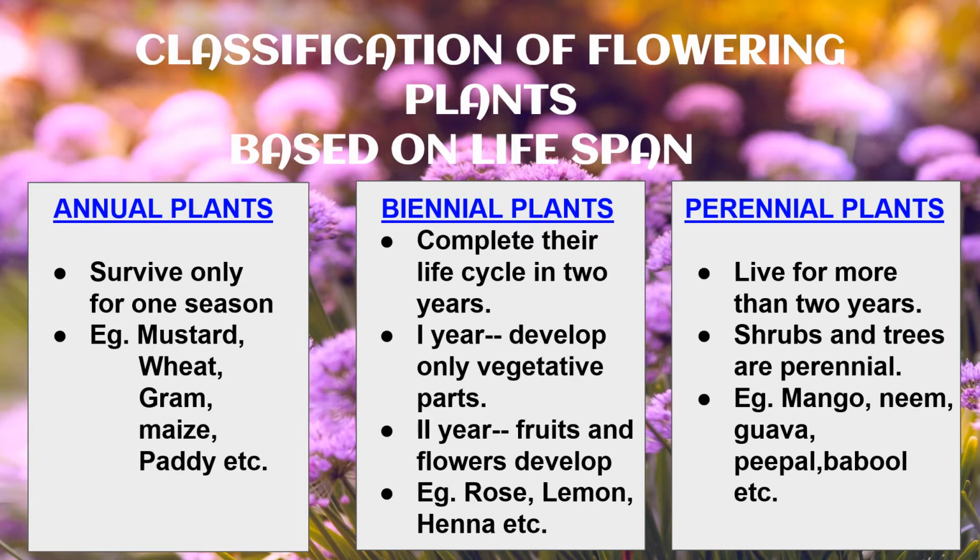During the first year, they develop only vegetative parts. Flowers and fruits develop only in the second year. Henna, rose, lemon, they are a few examples of biennial plants. Students, shrubs and trees are perennial plants. They live for more than 2 years. Mango, guava, neem, peepal, babool, etc. They all are perennial plants.